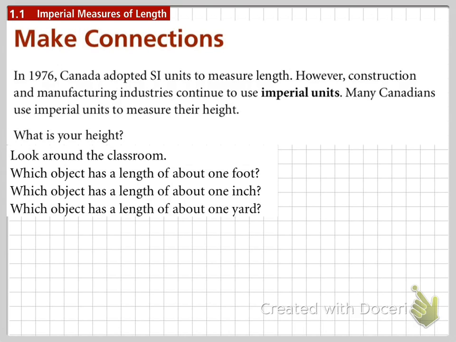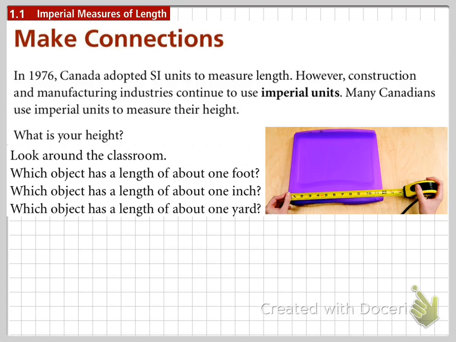Look around the classroom. Which objects have a length of about 1 foot? Which objects have a length of about 1 inch? And which objects have a length of about 1 yard? Here we have a measurement. This is about 1 foot. A binder is about 1 foot in length.